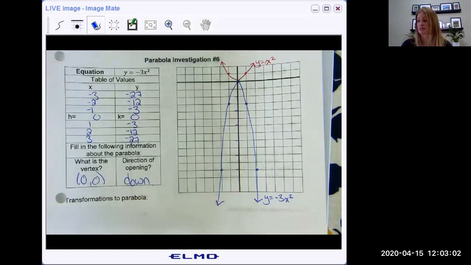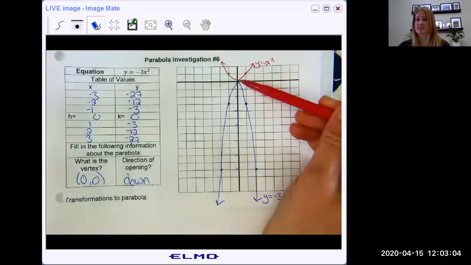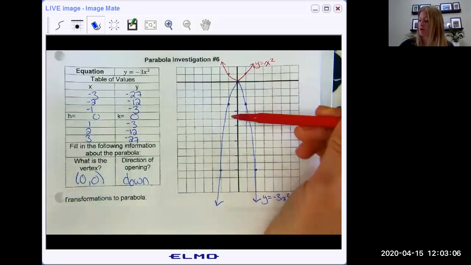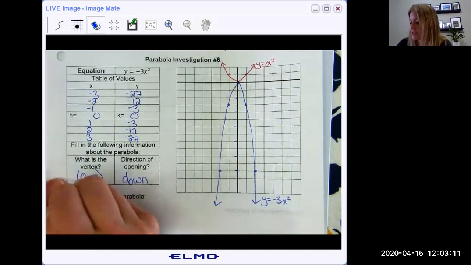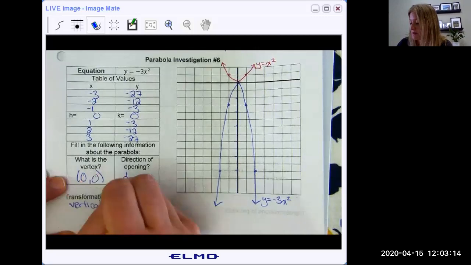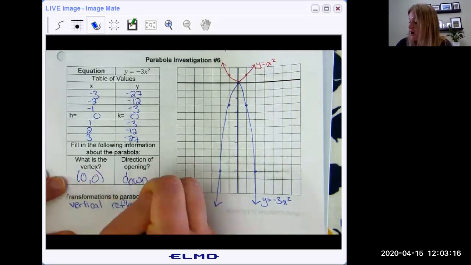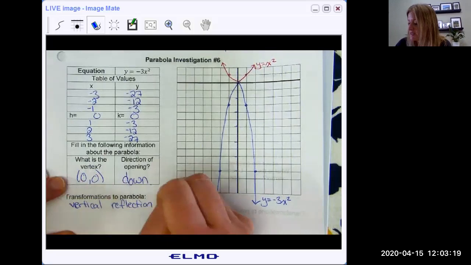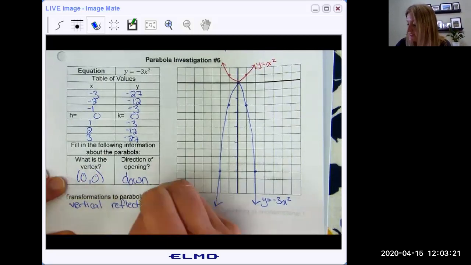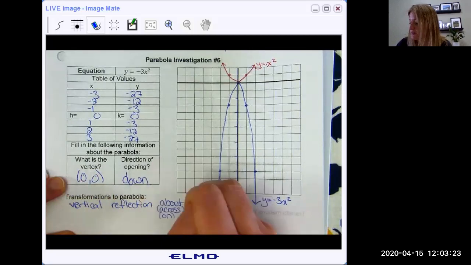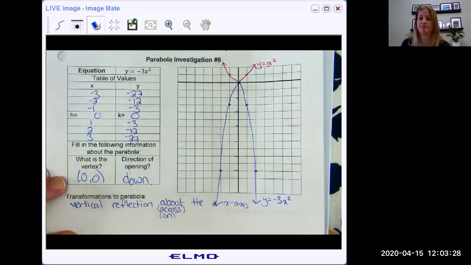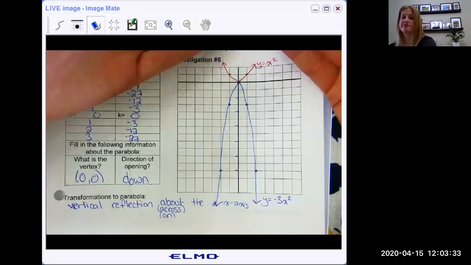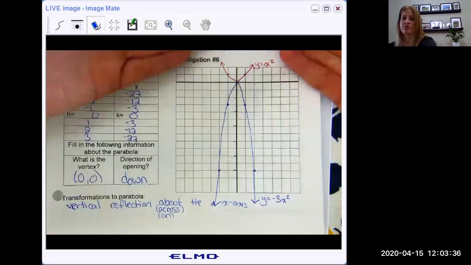A became negative. Yes, Kendra. So what happened to our parabola? Instead of opening up, it opens down. We call that a vertical reflection. So we'll say reflection. Now the terminology we use here is about, or you might see it as across, or you might see it as on the x-axis. So that flip means that our parent parabola has been reflected about the x-axis.